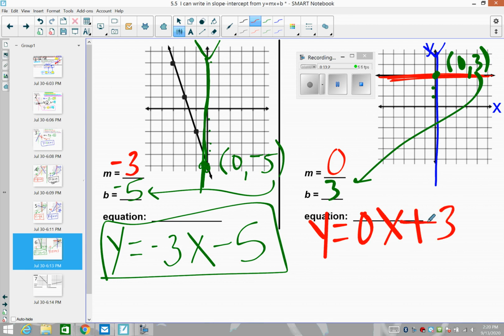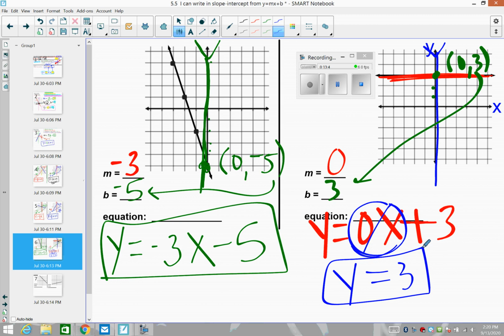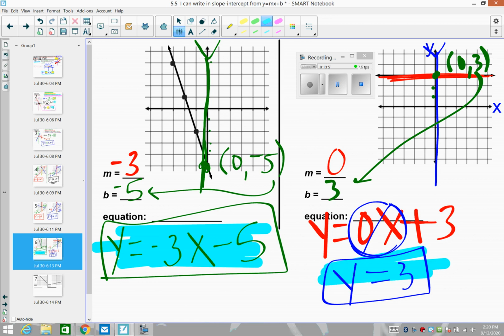But in math, whenever we multiply by 0, no matter what the x input is, this is all going to turn to 0. So when we simplify that, we end up with the equation y equals 3. It came from y equals 0x plus 3, but when simplified, our equation is y equals 3. So our form is still y equals mx plus b, it's just that our slope is 0. So we lost that 0x. Just be aware of that.